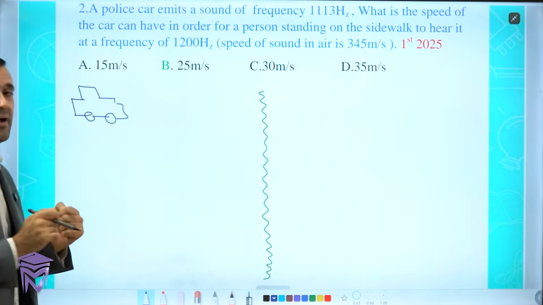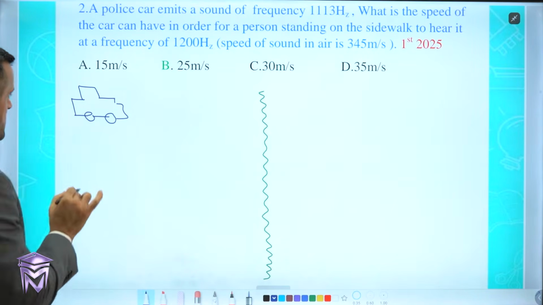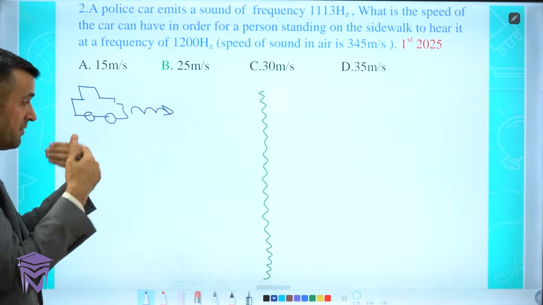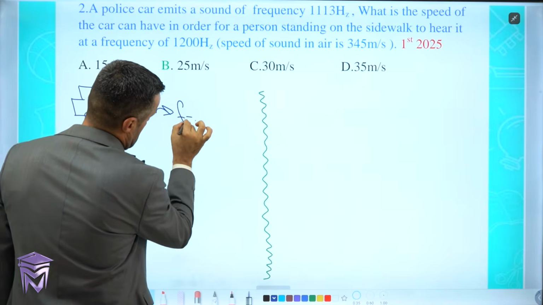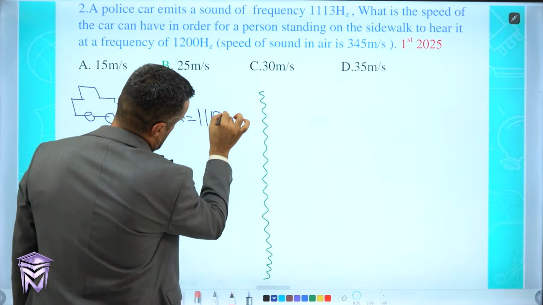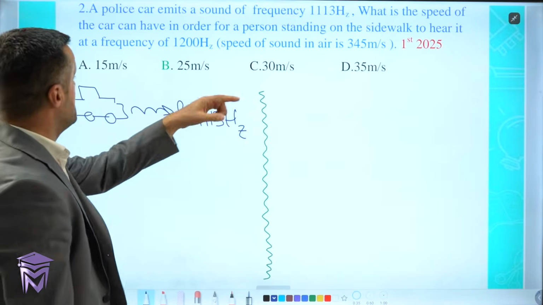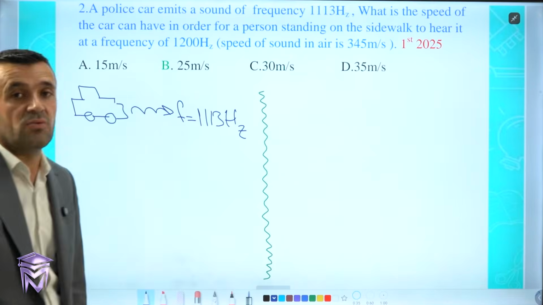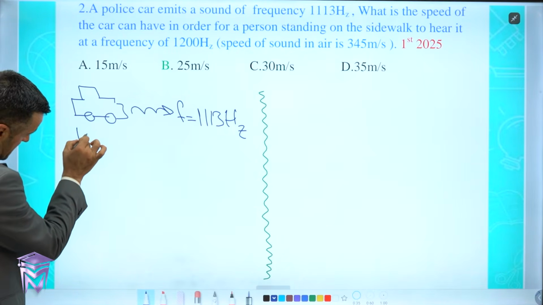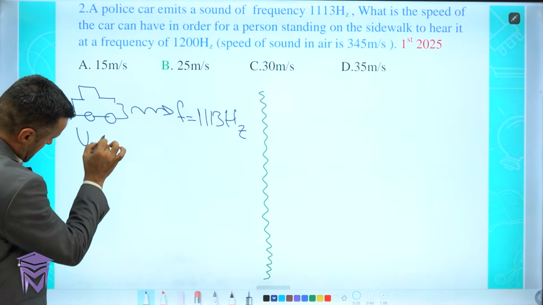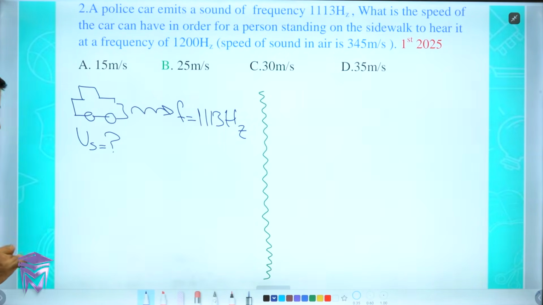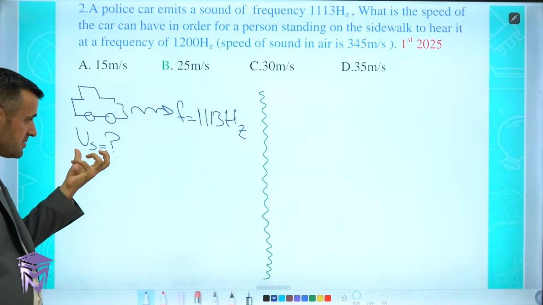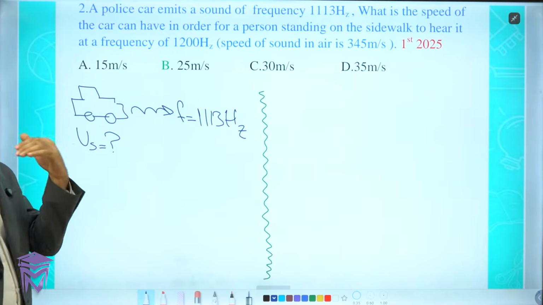A police car is the source. This car emits a sound of frequency, the frequency of the source, 1130 hertz. What speed can the car have in order for a person standing on the sidewalk to hear it? We have to find the speed of the source, Vs, not of the sound.